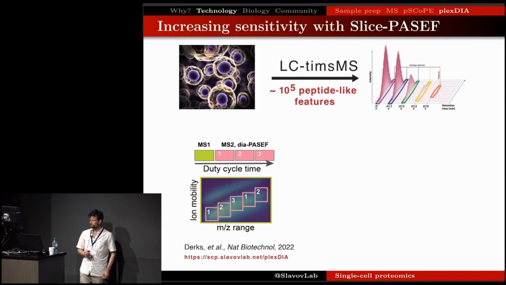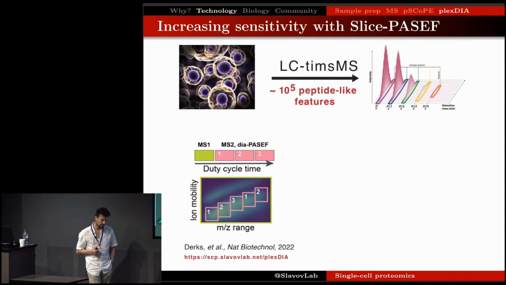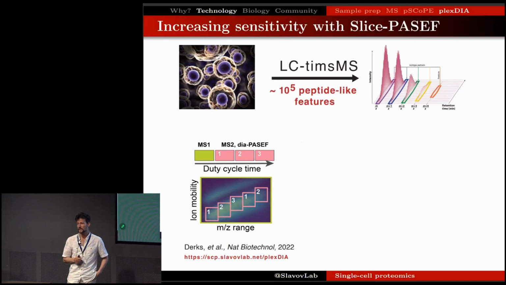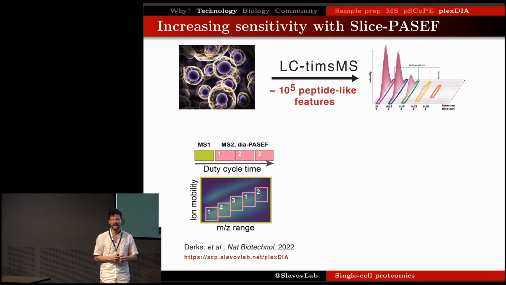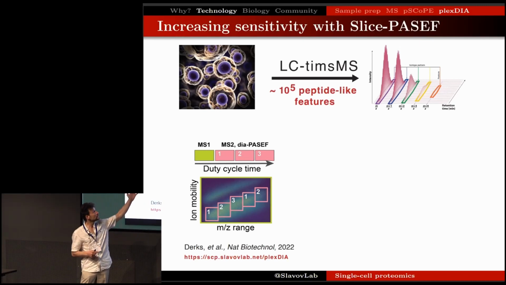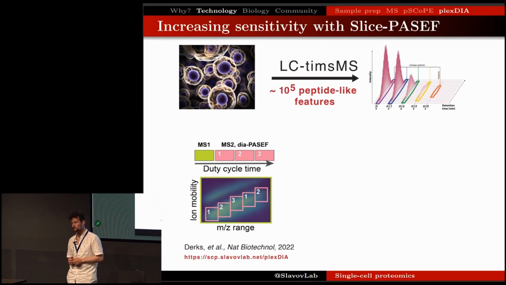And another direction for us with extending data-independent acquisition, of course, is taking advantage of trapped ion mobility spectrometry. I spoke previously about the important observation that even on older instruments, we detected tens of thousands of peptide-like features. Now on timsTOF instruments, we detect even more. So we are very, very good at detecting them.